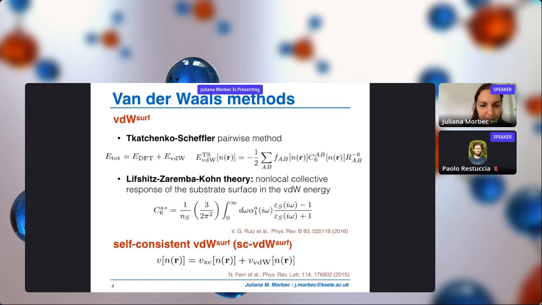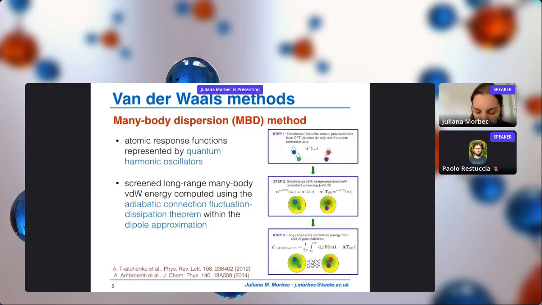Another method that we use here, as I said, Van der Waals surface, is a pairwise method, so you include two bodies at any time, but you can also include the effect that many body interactions will have on the Van der Waals interactions. So you can also use the many body dispersion method, which uses the many body idea. Here we are including the many body response in the Van der Waals energy, and the atomic response is represented by quantum harmonic oscillators.